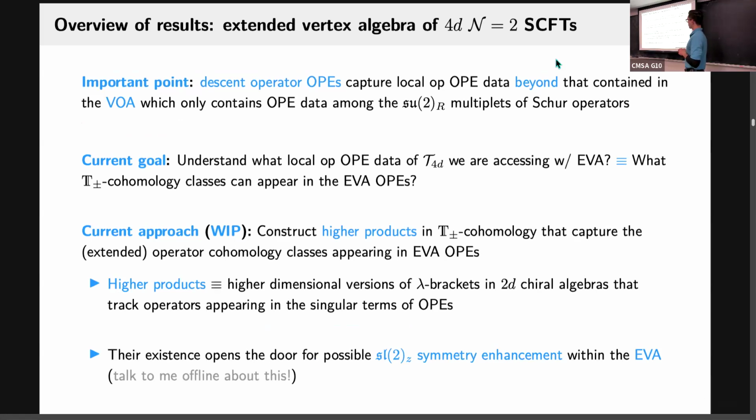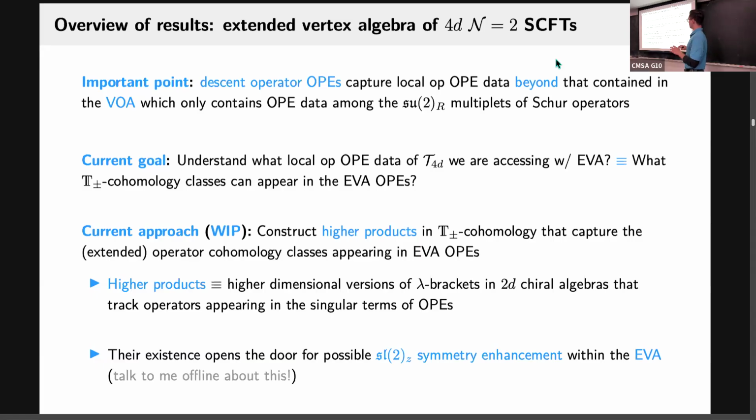Currently, our goal is to try to understand precisely what local operator OPE data of the physical theory we're accessing with the extended vertex algebra. An equivalent way of saying this is we want to know what are the cohomology classes that can appear on the right-hand side of these extended vertex algebra OPEs. And our current approach for doing this, which is very much a work in progress, and I'm not going to go into very much detail on it today, but if any of the words or perhaps cryptic statements that I end up making about it get you excited at all, please come talk to me offline about it.